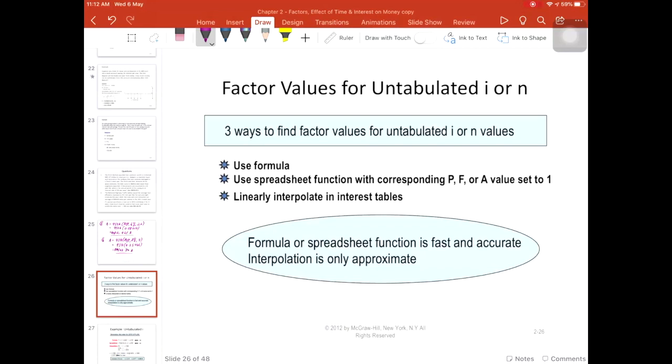But I will show you something next. The first one, you have to use the formula. Sometimes it is a very direct, very simple formula, or you have to come up with the formula based on the question. And the second one, you have to use the interpolation within the interest table.